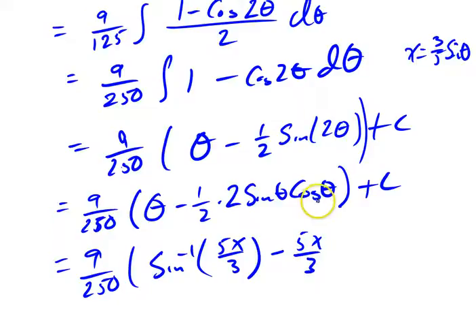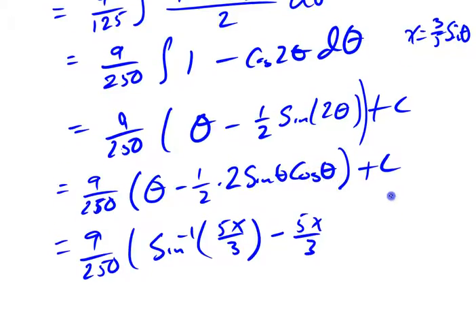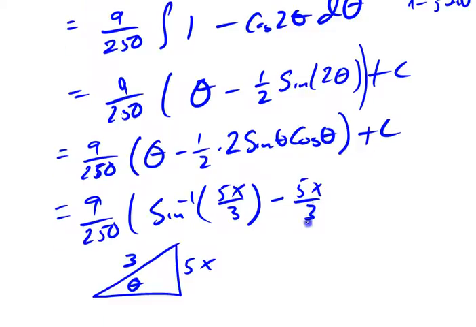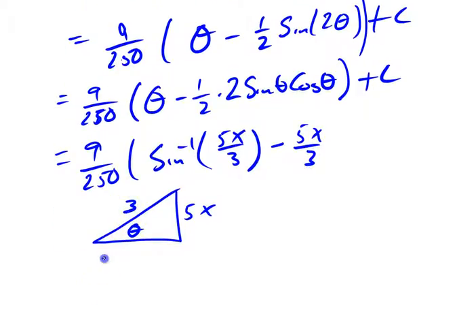And the cosine of theta, there's a triangle I need to draw. I need to draw a triangle where theta is the angle, and the sine of theta is 5x divided by 3, right? So the sine is 5x divided by 3. Opposite is 5x, hypotenuse is 3. Using Pythagoras now, I get the other side as the square root of 9 minus 25x squared. And remember, that was the square root that we started this problem with in the previous video. So that makes me happy.